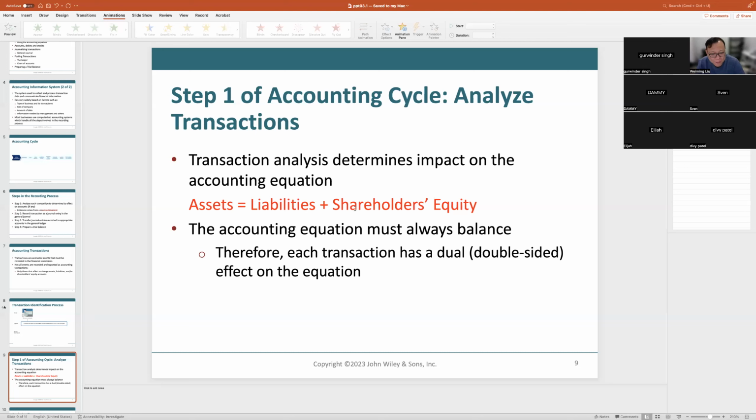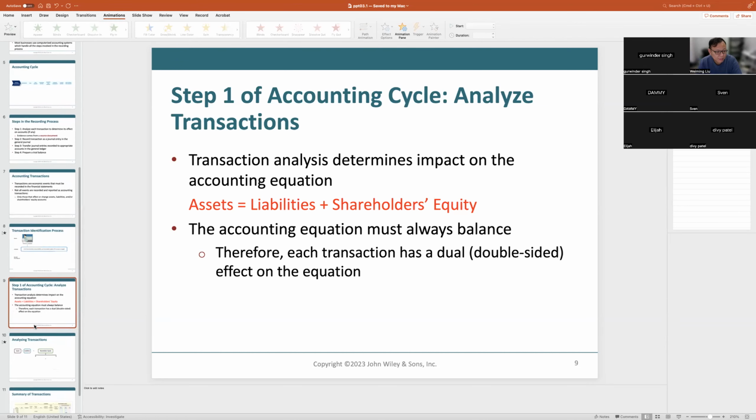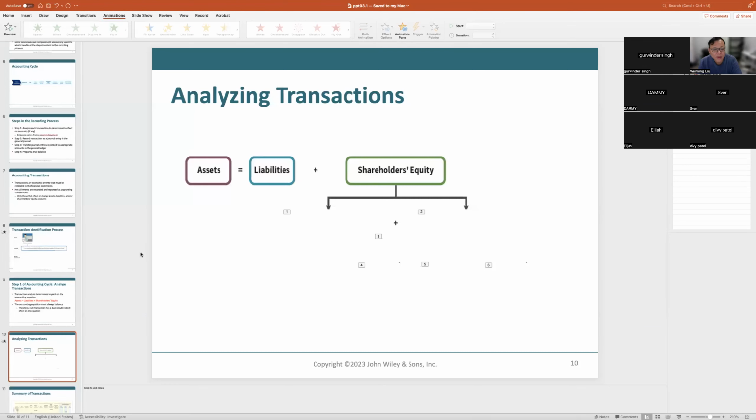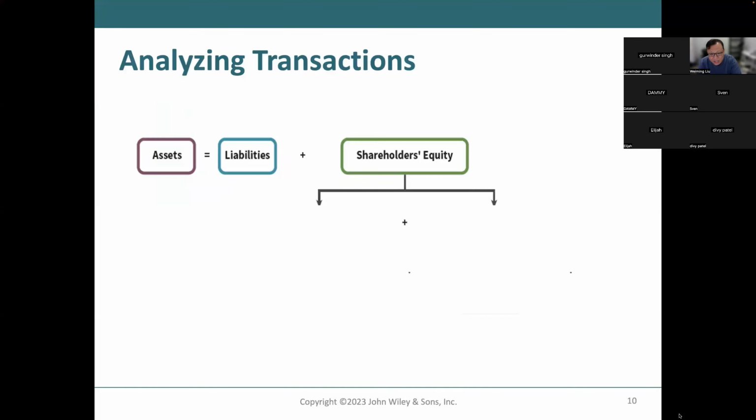Each transaction has a dual effect. We call it a double-sided effect on the equation. So this balance equation has to be always balanced. Okay, so we know asset equals liability plus shareholders' equity. We have already learned about shareholders' equity.